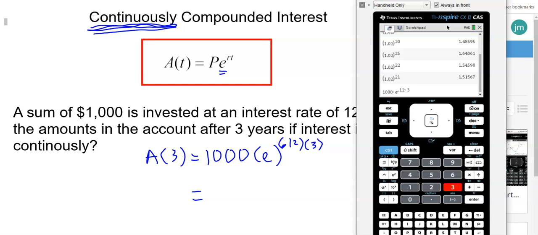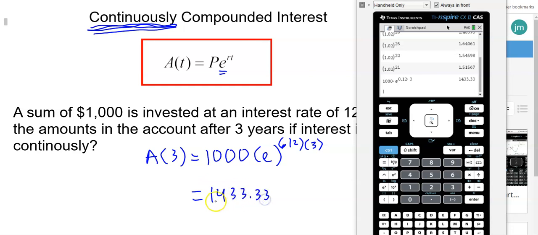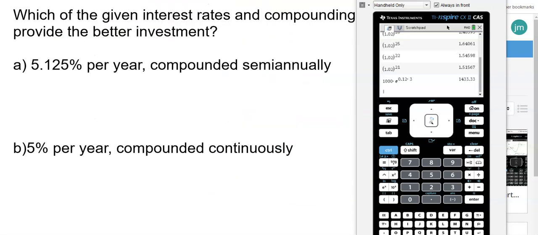So e is just a number, 2.7. So calculate, give us an answer. So you're going to have $1,433.33 rounded off. That's pretty nice, right? Because we had an interest rate of 12%. That's an insanely good interest rate. So that's really pushing the envelope a little bit with interest rate.